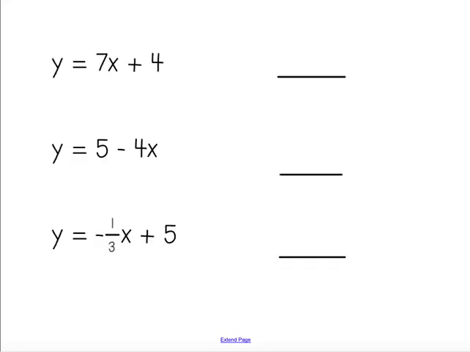So if we take a look at these 3 equations, basically all you are trying to do is find where m is. So looking at the number that's being multiplied by x, in this case 7, so our slope is 7. In the case of our second equation, y equals 5 minus 4x, the number being multiplied by x is 4, and the sign in front of it is negative, so our slope is negative 4. And the number being multiplied by x is negative 1/3. So this is probably the simplest of our 4 different ways of finding slope.